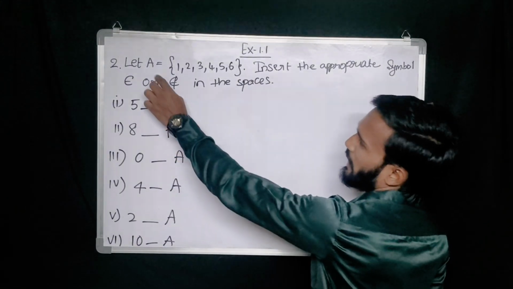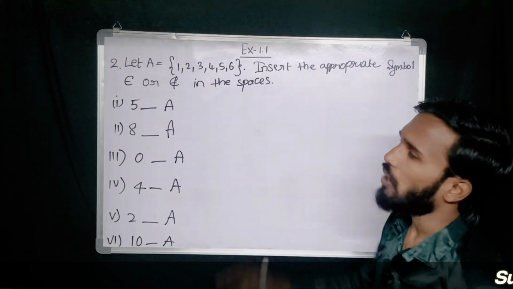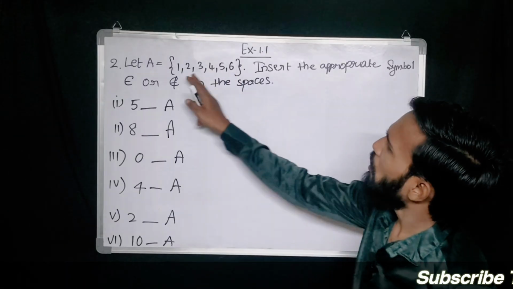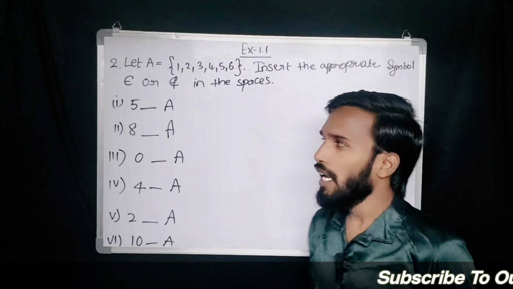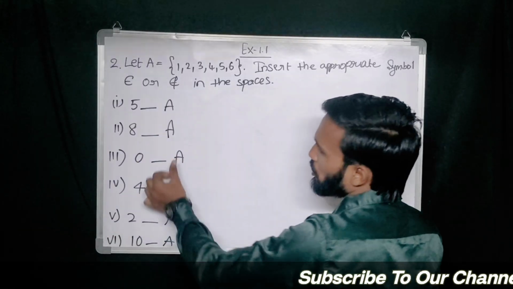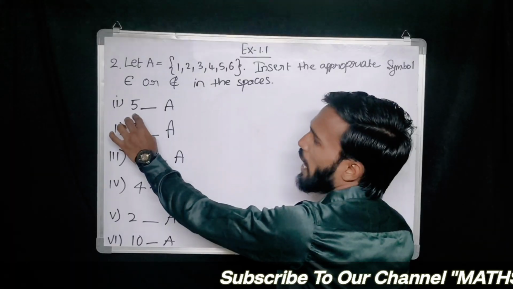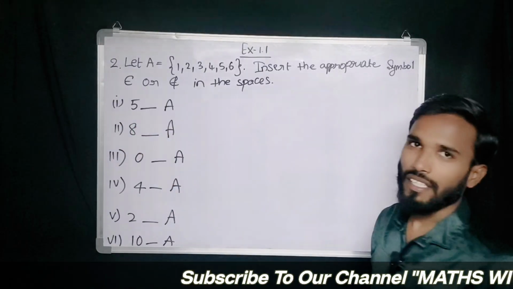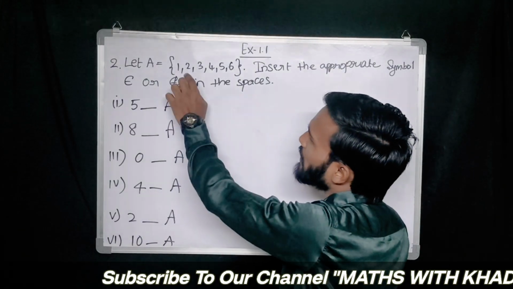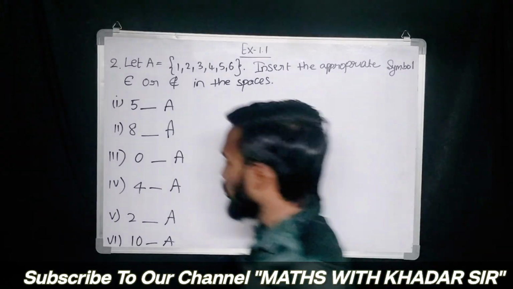So here they gave a set denoted by A, and the elements of the set are 1, 2, 3, 4, 5, and 6. These are the only elements of this set A. Now the question is asking whether the given numbers belong to this set or not. The first one is 5, blank, set A. In this given set, 5 is here. Yes, so 5 belongs to A.